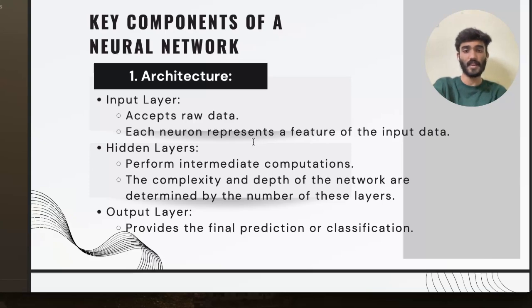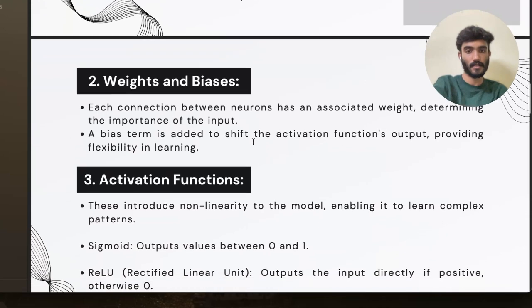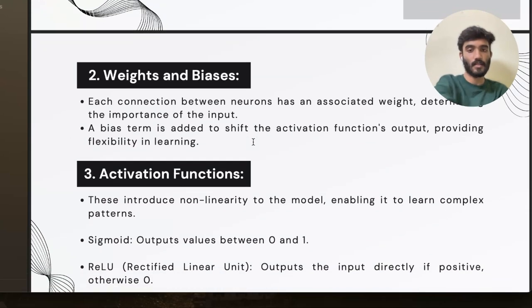Second, we have weights and biases. Weights determine the importance of input, while biases adjust the model's predictions to better fit the data.